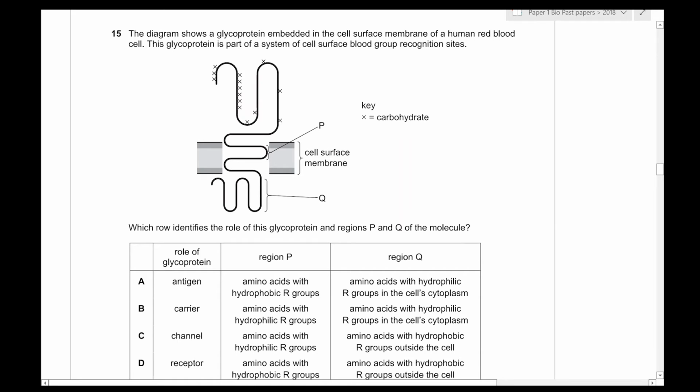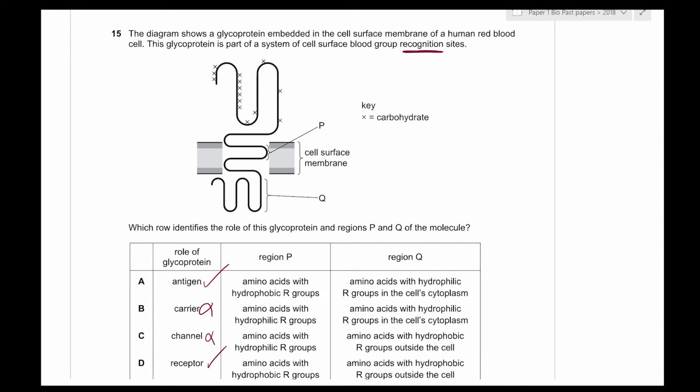Question number 15, the diagram shows a glycoprotein embedded in the cell surface membrane of a human red blood cell. This glycoprotein is part of a system of cell surface blood group recognition sites. Which row identifies the role of this glycoprotein and regions P and Q of this molecule? So here it says part of a system of recognition sites. Recognition sites clearly means that this is going to be an antigen and might also be a receptor, but never a carrier or a channel.